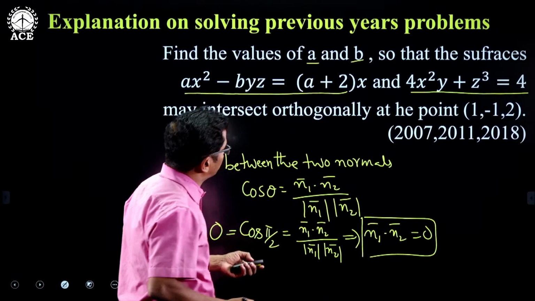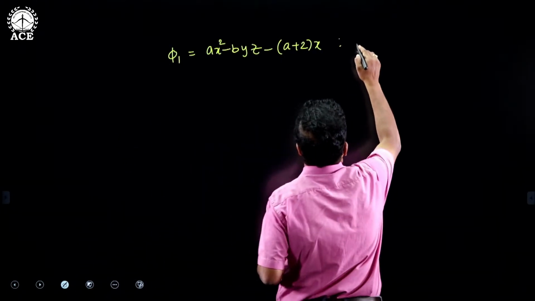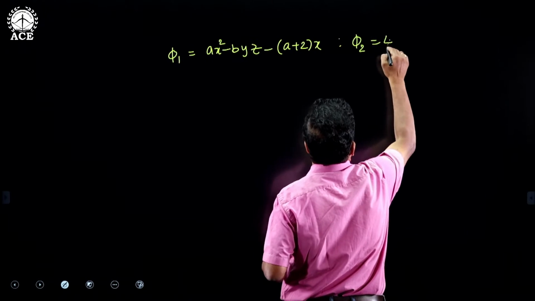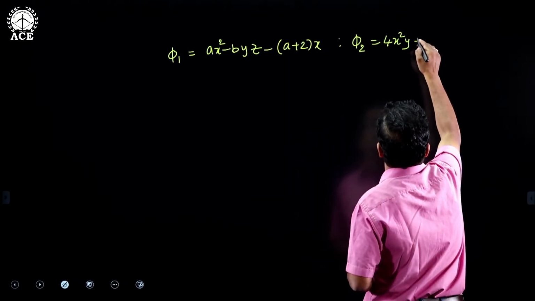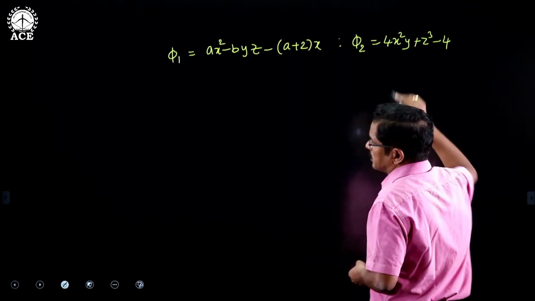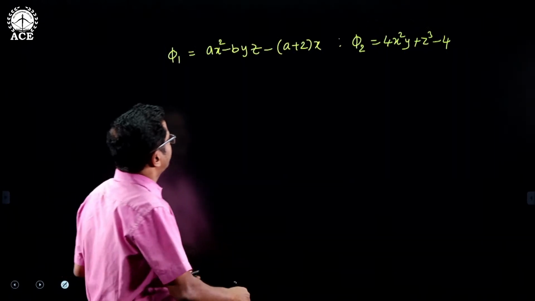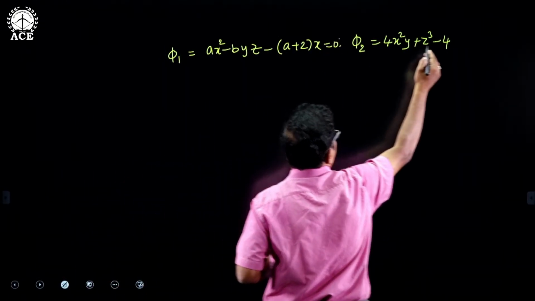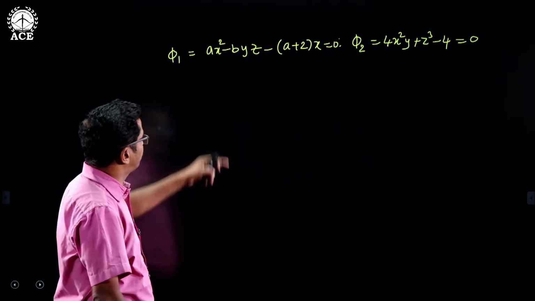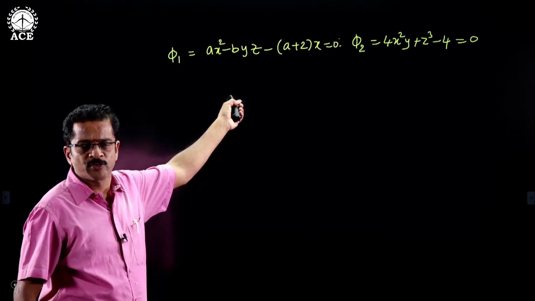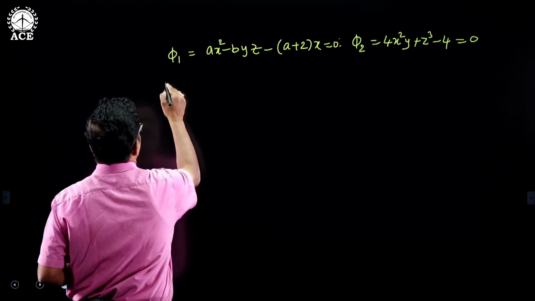Okay. Now the second surface function I am taking is 4x square y plus z cube minus 4. These are the two surface functions. If you want, you can take them equal to 0. Okay. Now I am going to define normals to surface function 1 and surface function 2 at the given point. So now I am evaluating n1.